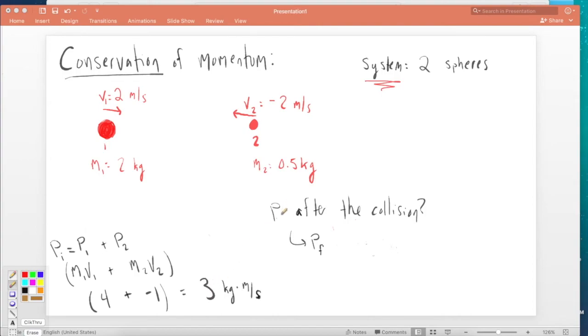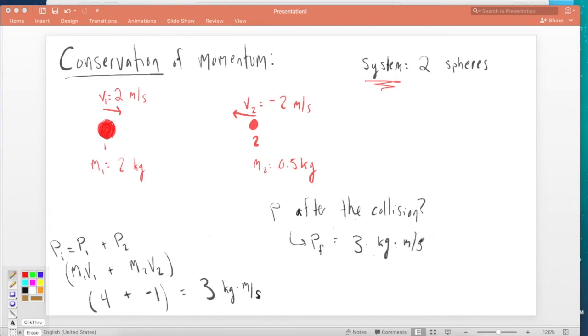Well, what if I asked you, what is the momentum going to be after those objects collide? The momentum after the collision. We could call that PF. Well, think about it. Momentum is a conserved quantity. It cannot go away. It cannot dissipate. I can't add more momentum out of nowhere unless I have some other object interacting with my system from the outside. I don't have that happening. So the momentum of the system itself cannot change. So the final momentum after they collide together is still going to be 3 kilogram meters per second.